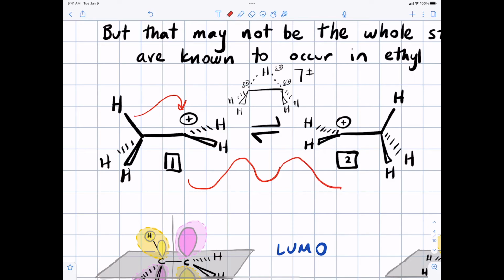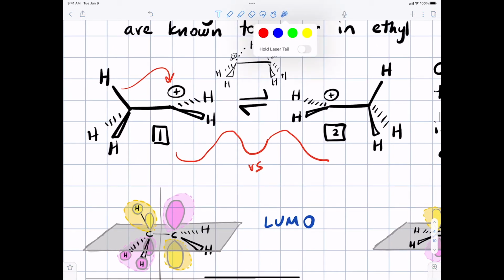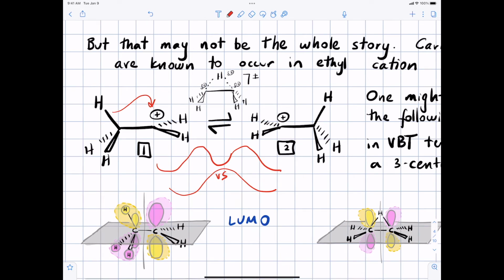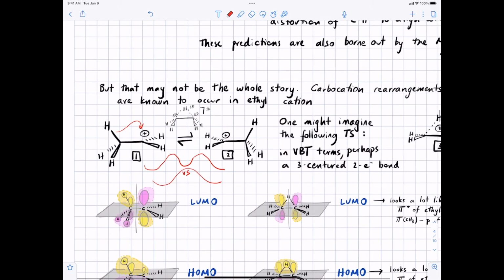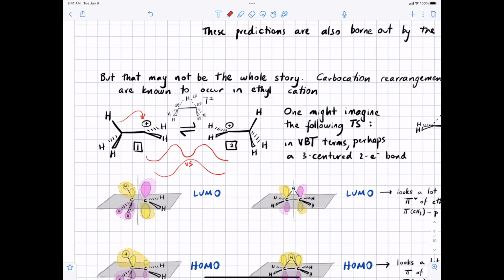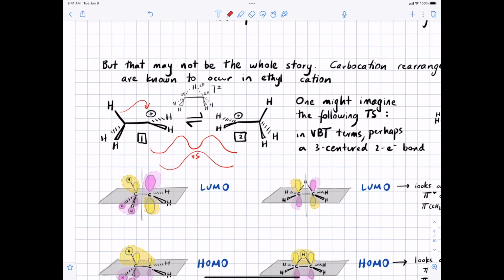So what we're asking is, that state where the hydrogen is sort of shared between two atoms, is that a transition state or is it an intermediate? Is it an energy high or an energy low? And it turns out that's kind of controversial. So let's look at the two options.